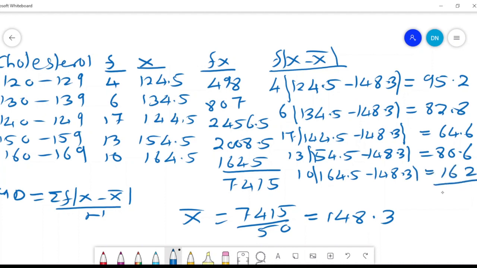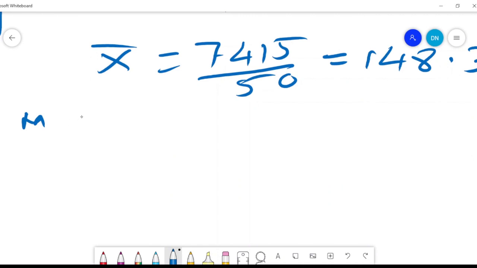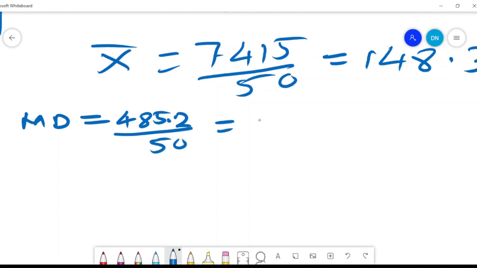So if I sum all this, it will be 485.2, and that will give me the value. Now with that value, it's very easy for me to compute the mean deviation. The mean deviation will be given by 485.2. Then I will divide through by 50, and the answer will be 9.704, and that is the mean deviation.